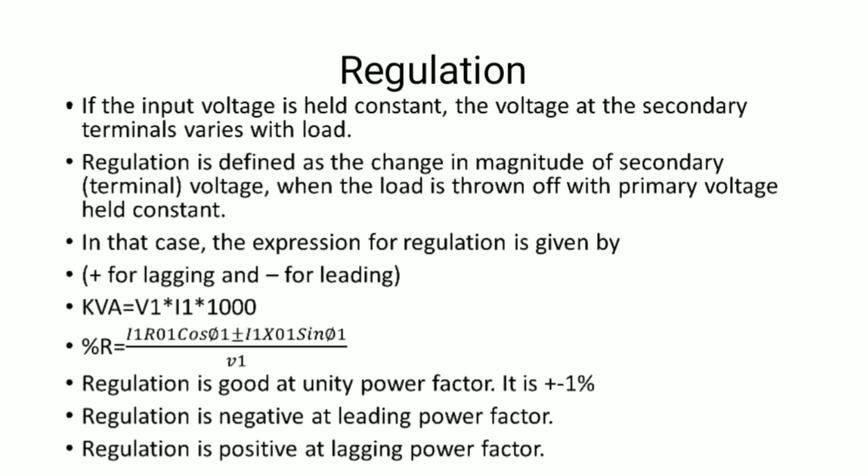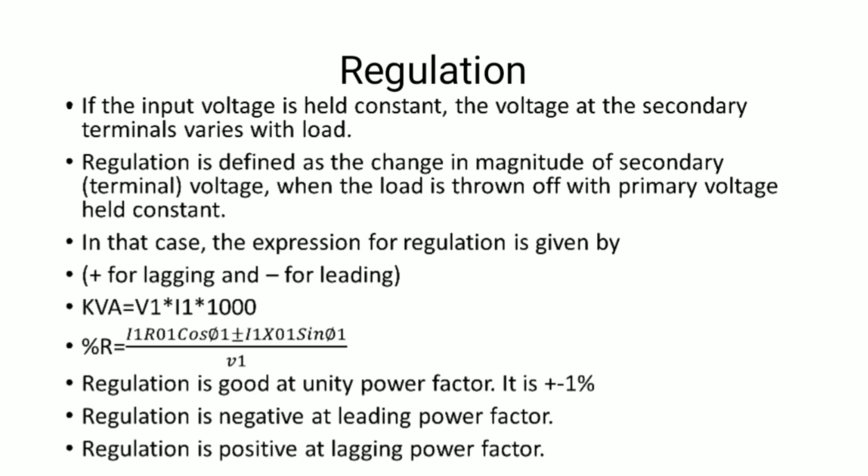Now regulation of the transformer. If the input voltage is held constant, the voltage at the secondary terminal varies with the load. So regulation is defined as change in the magnitude of secondary voltage when the load is thrown off with the primary voltage held constant. In this case, the expression for regulation is given by percentage regulation is I1 R01 cos phi 1 plus minus I1 X01 sin phi 1 divided by V1. So here I1 is calculated by the formula kVA is equal to V1 I1 into 1000, and plus sign is used for lagging power factor and minus sign is used for leading power factor.